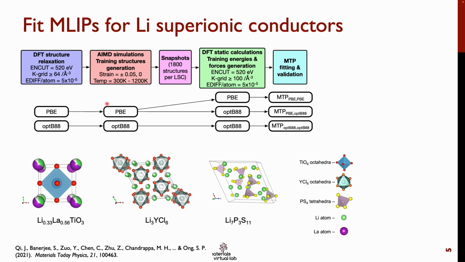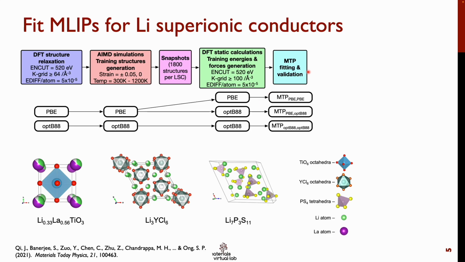After we obtain the relaxed structure, we perform AIMD simulations at temperatures ranging from 300 Kelvin to 1200 Kelvin, and then apply different strain levels to those AIMD simulations to obtain the training structures for our machine learning interatomic potentials. For each lithium superionic conductor system, we have 1800 training structures. The next step is that we do DFT static calculations to get accurate training energy and forces for those structures obtained from ab initio molecular dynamics.